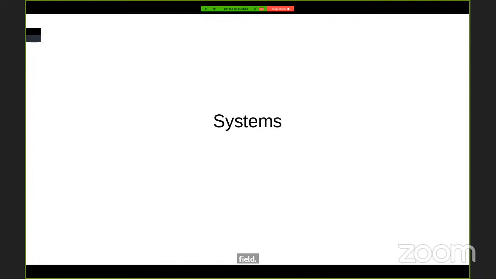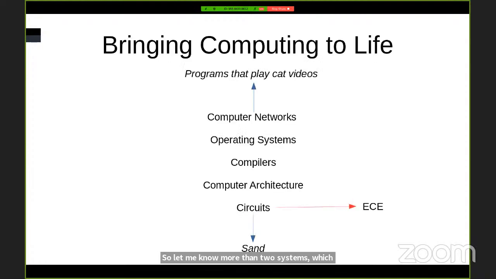So let me now move on to systems, which is about essentially bringing computing to life. Okay, so it's very nice that we have all these problems and that we can show which problems are hard and so on. But what you really want is a machine that plays cat videos, right? And things like that. So to bring that whole thing to being, you need systems. What we call computer systems.